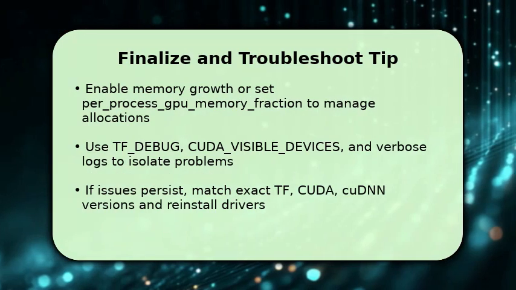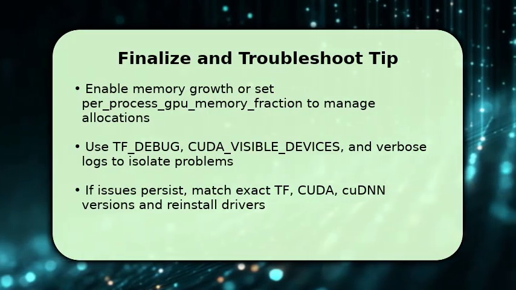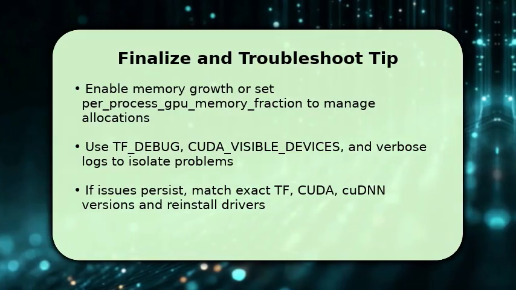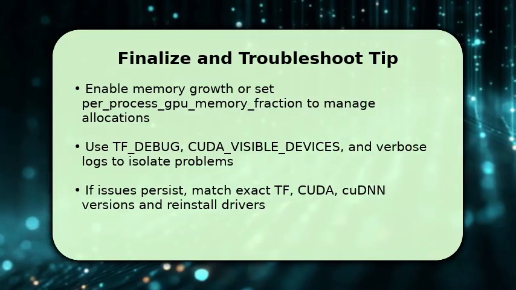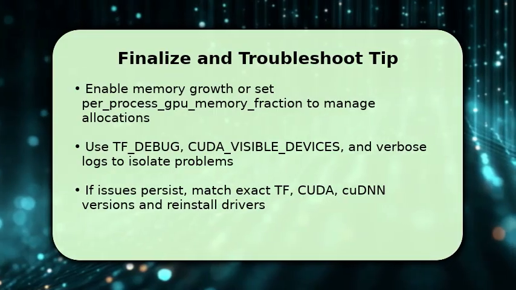Enable memory growth or set a per-process GPU memory fraction so other processes remain usable. Then run your real workload and monitor with nvidia-smi while viewing TensorFlow logs. If something fails, export CUDA_VISIBLE_DEVICES to limit GPUs and enable debug verbosity to capture errors.